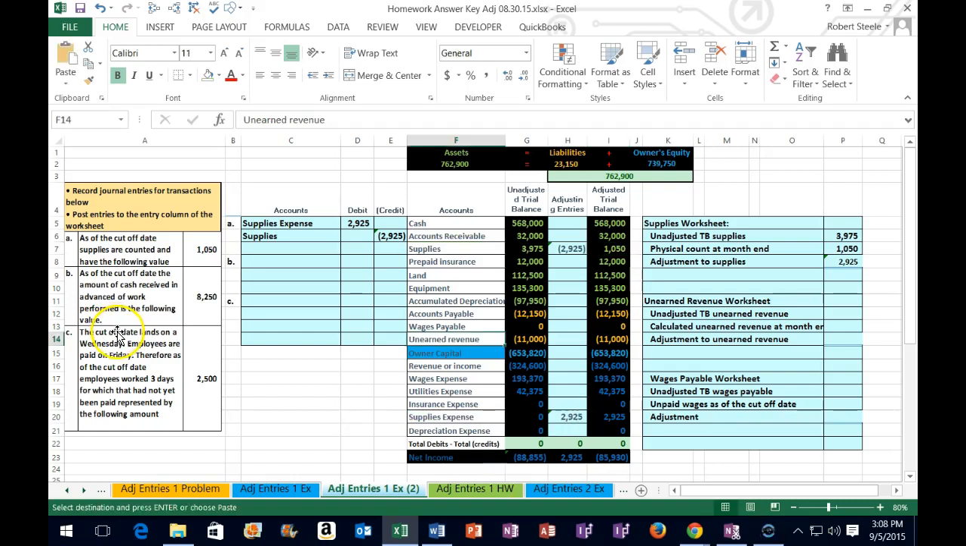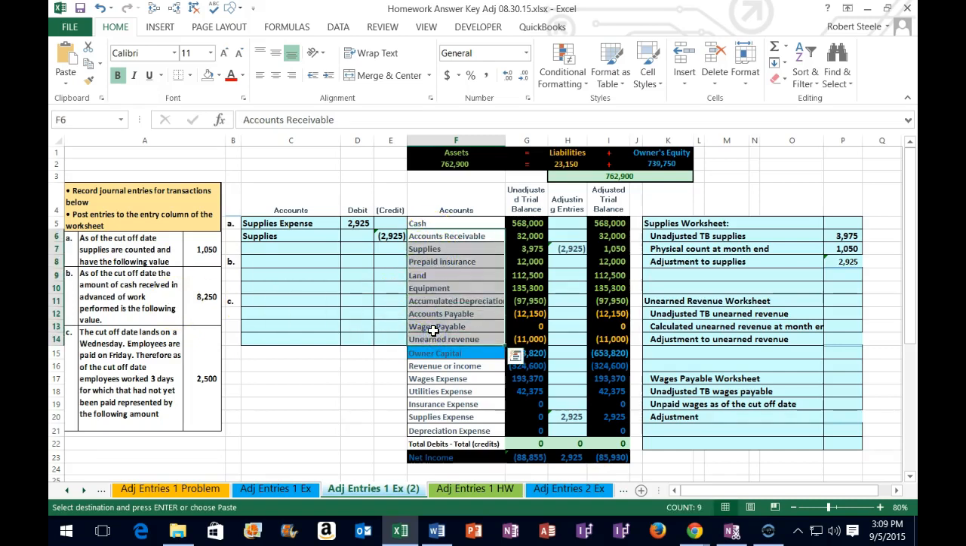B then says, as of the cutoff date, the amount of cash received in advance of work performed is the following value. So this one may be a little bit more difficult for us to determine which accounts are affected. It doesn't exactly say supplies in it on this one, but if we analyze that, we're talking about something we received before we did the work. And we know that there's going to be one balance sheet account and one income statement account.